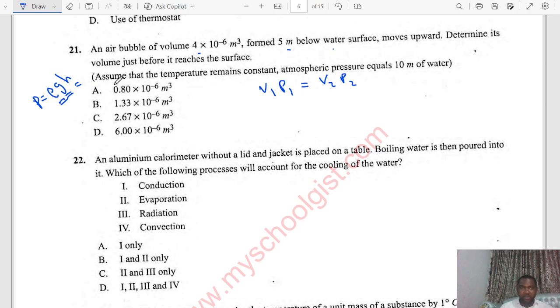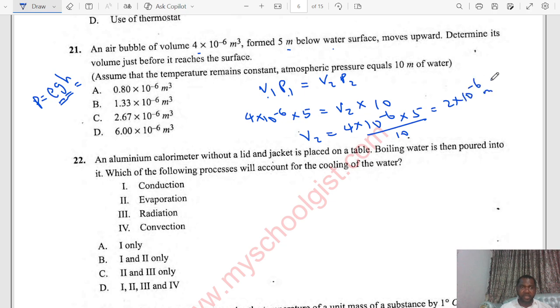Right? So your V1 here is 4 times 10 to the power minus 6. The pressure here is 5 meters below the water surface. That's the height or the depth, because this H actually represents depth, not height. Now V2 is what we are looking for. P2 here is 10. That's at the surface, right? So V2 is going to be 4 times 10 to the power minus 6 times 5 divided by 10. That gives me 2 times 10 to the power minus 6 meter cube. That is the answer to the question.